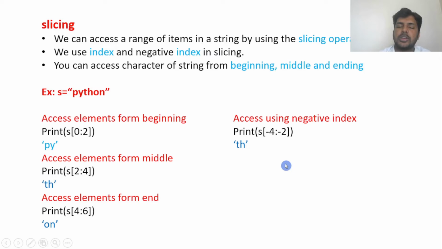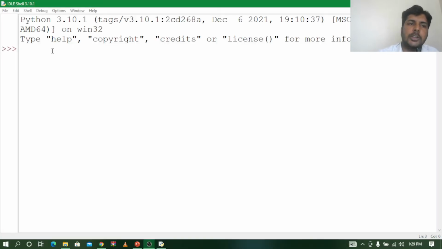Let us see some examples in Python of how we can create and access the elements. Now we are in the Python program, so let us see how we can create a string and access it. For example, I will create s1 is equal to hello, first using single quotation. Now if I type s1, it will print hello.